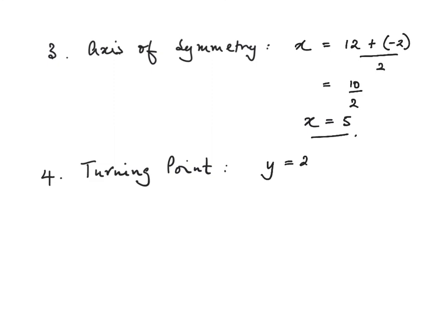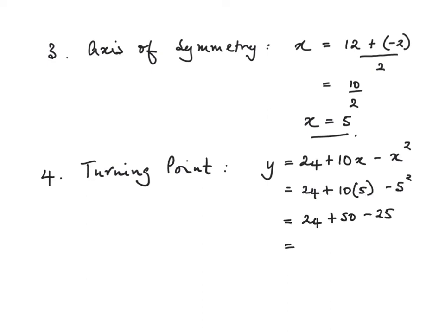Now the equation is 24 plus 10x minus x squared. So we're going to replace x with 5. That's 24 plus 50 minus 25. 24 take away 25 is minus 1. Minus 1 plus 50 is 49. Now some of these numbers are large. Now remember, we have to state whether it's a maximum or a minimum. It's going to be a maximum turning point at 5, 49.